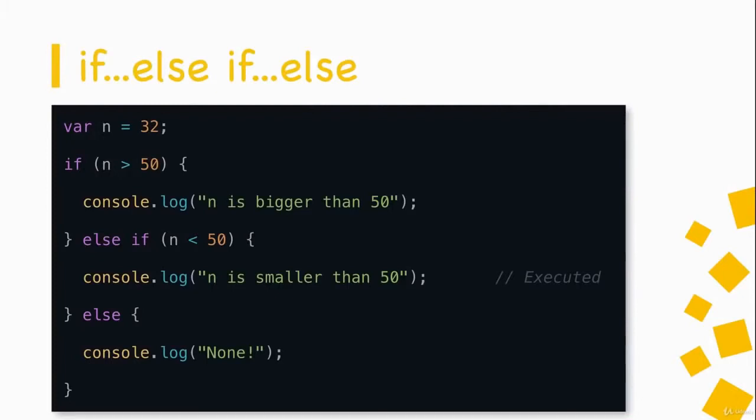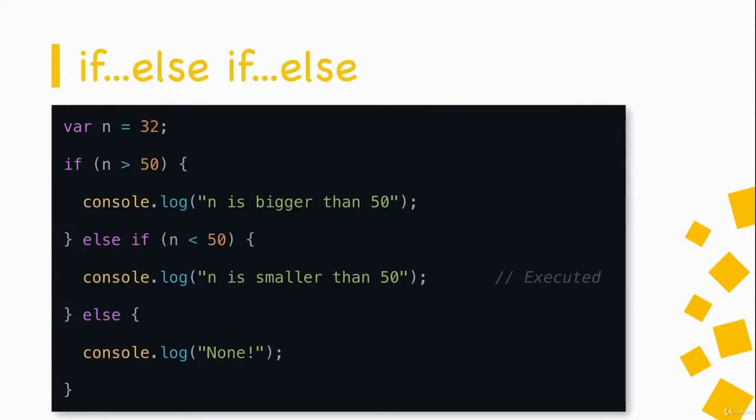Then we will move on to the else if block. In the else if block, n is less than 50 is the condition, and this will return true because n is 32 and 32 is less than 50. So n is less than 50 returns true, which means the code inside this block will be executed, and that's why we get logged to the console n is smaller than 50. Then we have the else block, which again is not executed because we have the second condition return true, and that's why the else block is skipped. And that's how you can use else if to chain multiple conditions together.